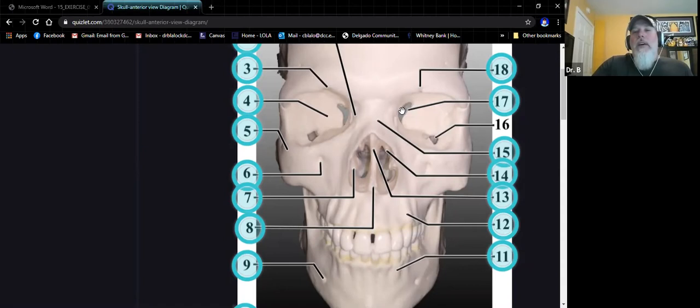Now we have a fissure right here and a fissure right here. These two fissures are called orbital fissures. So we're just going to name them based on their relationship to one another. Number 17 is the superior orbital fissure, and number 16 is the inferior orbital fissure. I need to go and put the circle on that. I don't know why it didn't stay on there. So superior orbital fissure, inferior orbital fissure.